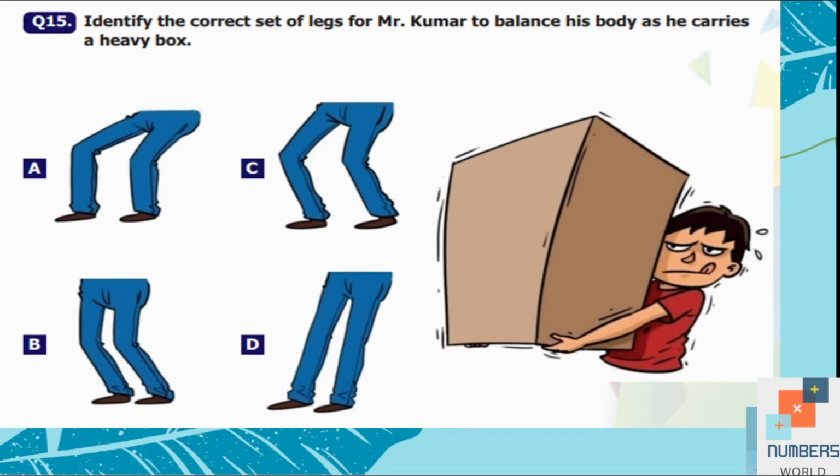Question number 15. Identify the correct set of legs for Mr. Kumar to balance his body as he carries a heavy box. So option A is not the correct one. We can easily fall down if we hold something in this posture. Option D is also not the correct one because the legs are too much straight and we don't stand in that position whenever we are carrying something. So you might be confused between options B and C. C is the appropriate one.